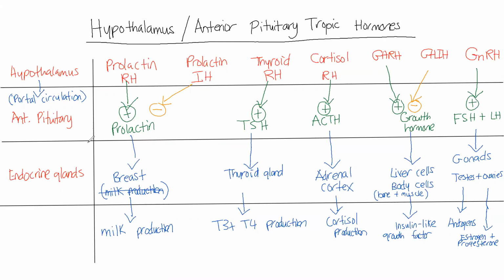Then we've got from that connection, let's make a note here. This is via the systemic circulation now. So this communication happens via the systemic circulation. And then these anterior pituitary hormones will then have their effect on these endocrine glands. So the breast causing milk production, the thyroid gland causing T3, T4 production, the adrenal cortex, so the outer adrenal gland causing cortisol production, liver cells and our bone cells, muscle cells causing growth, right? The secretion of IGF. And then gonads, testes and ovaries producing our androgens and estrogen and progesterone in males and females respectively.